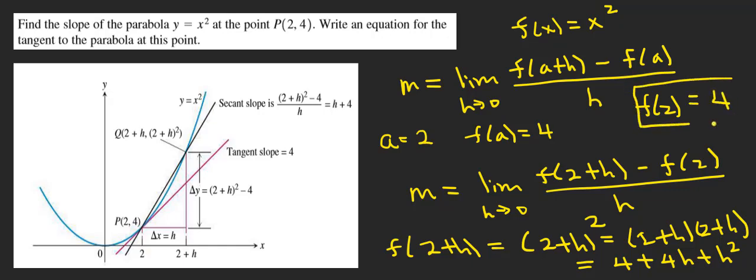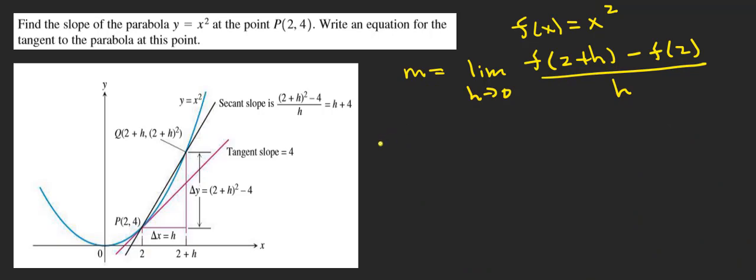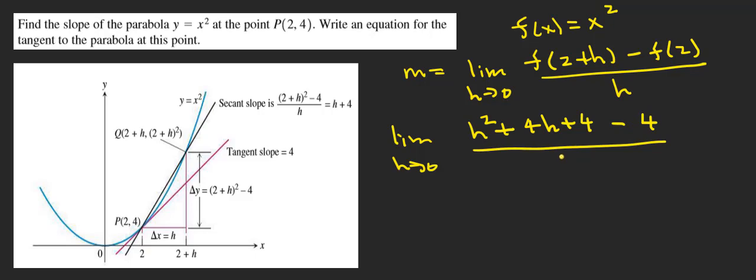Okay, so let's keep this in mind. We found f of 2, and we found f of 2 plus h. Now let's plug it in. We're going to get the limit as h goes to 0. What was our f of 2 plus h? It was h squared plus 4h plus 4, minus f of 2, which was 4, all over h.